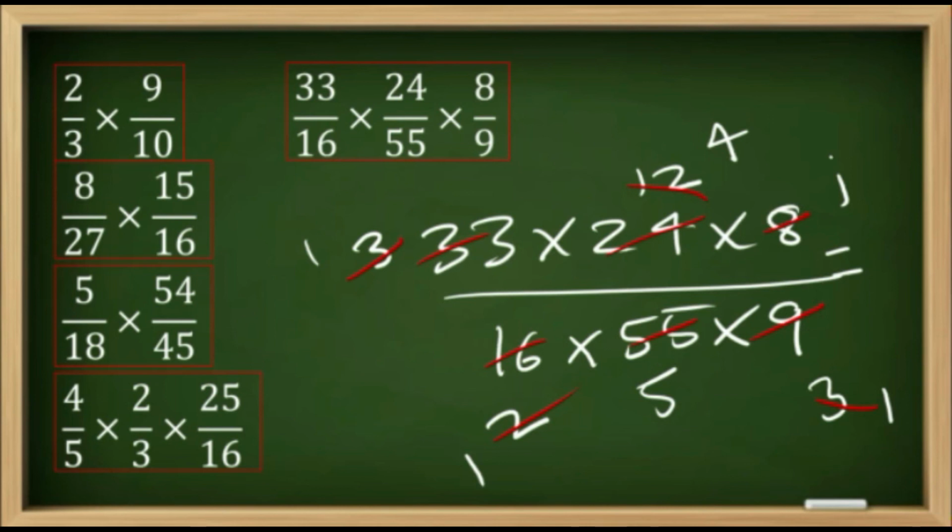So I'm going to multiply the top. So it is 1 into 4 into 1, which is 4, by 1 into 5 into 1, which is 5. So doing all of this, we got our answer 4 by 5.